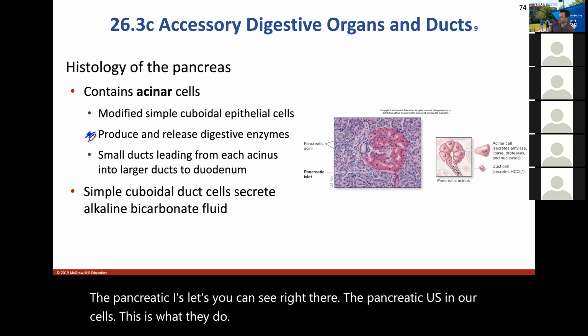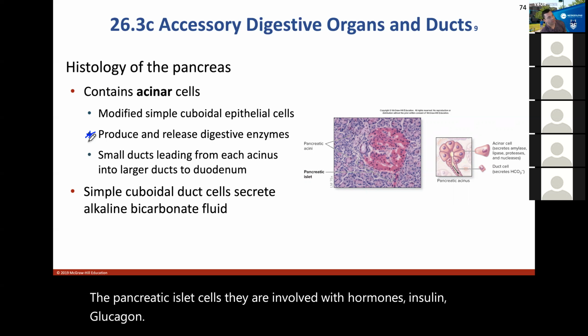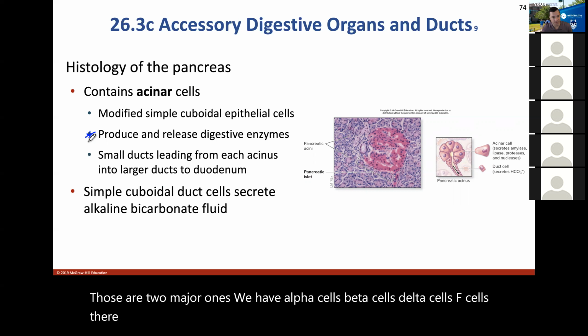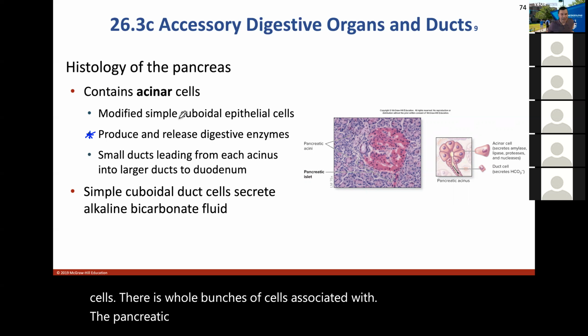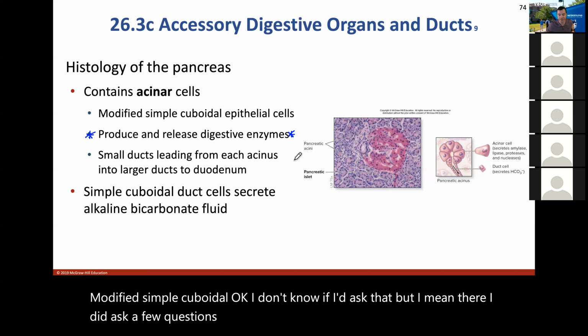The pancreatic islet cells, they are involved with the hormones, insulin, glucagon. Those are the two major ones. We have alpha cells, beta cells, delta cells, F cells. There's whole bunches of cells associated with the pancreatic islets. Okay. Modified simple cuboidal. Okay, I don't know if I'd ask that, but I mean, I did ask a few questions involving histology of the various different systems that we've talked about here in this last little bit.